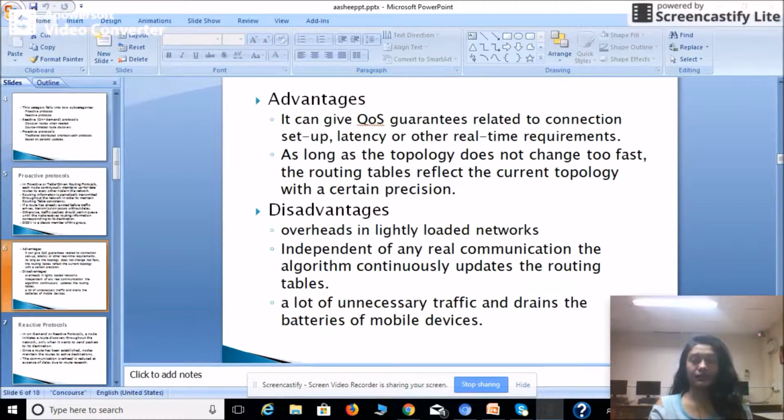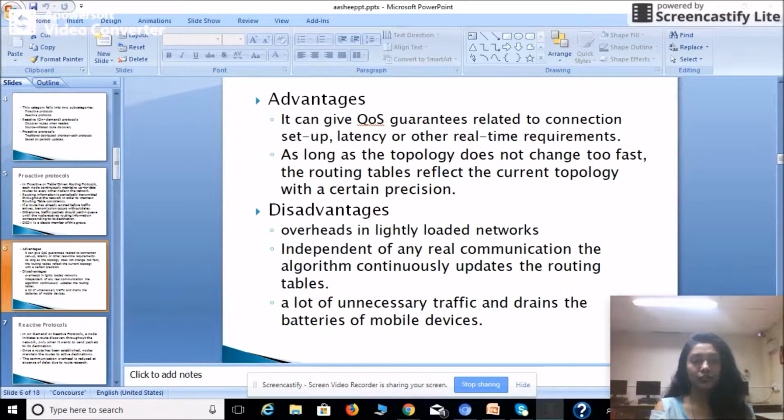The second one is, as long as the topology does not change too fast, the routing tables reflect the current topology with a certain precision. This means that if the topology of the network does not change, it will reflect the current topology very correctly.